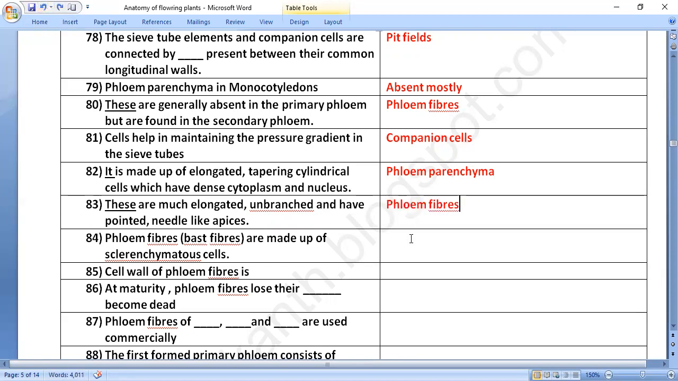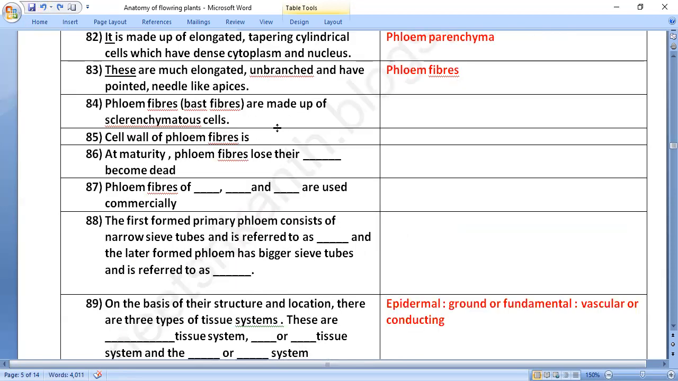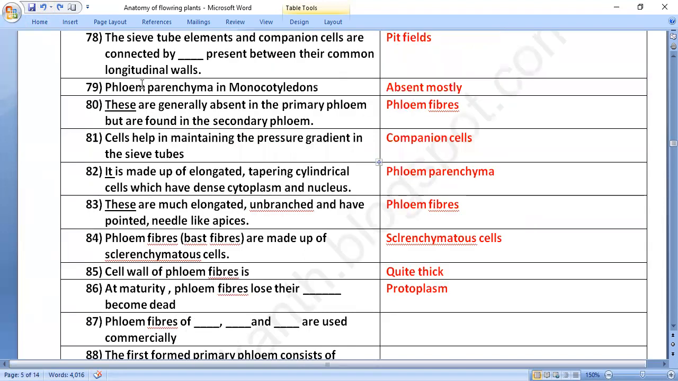Phloem fibers or bast fibers are made up of sclerenchymatous cells. The cell wall of phloem fibers is quite thick. At maturity, phloem fibers lose their protoplasm and become dead. Phloem fibers of jute, flax, and hemp are used commercially.